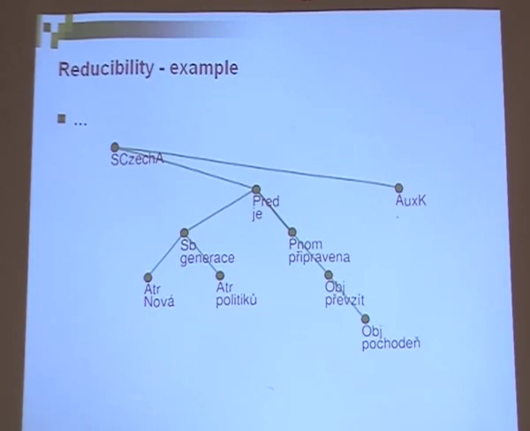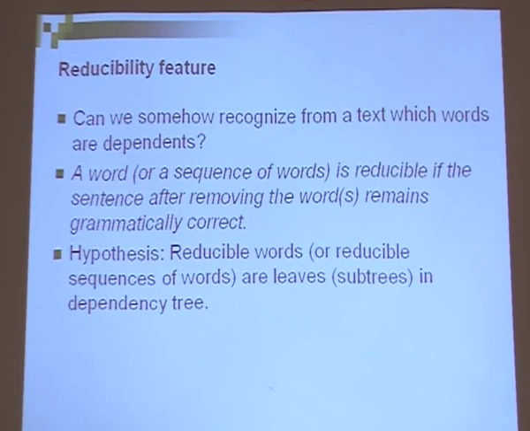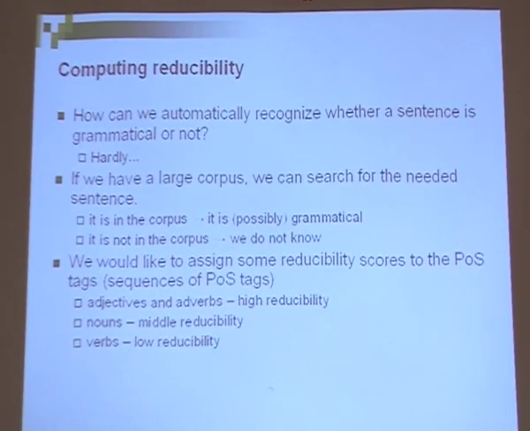Here is an example. If I have a sentence like I like yellow bananas, and I want to know whether the word yellow is reducible, I remove it from the sentence and I check whether I like bananas is grammatical. I like bananas is grammatical, so the word yellow is reducible. The problem is that we need to automatically recognize which sentences are grammatical, so it's quite a problem.